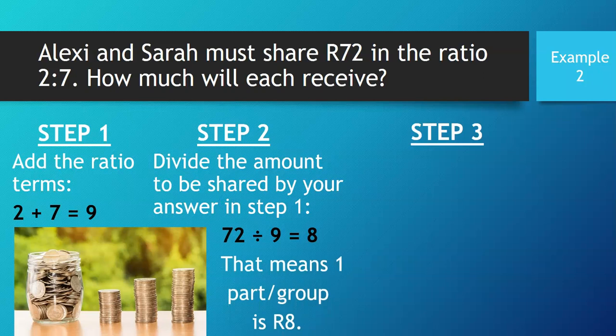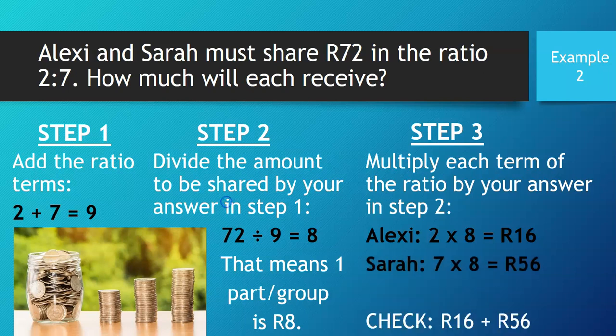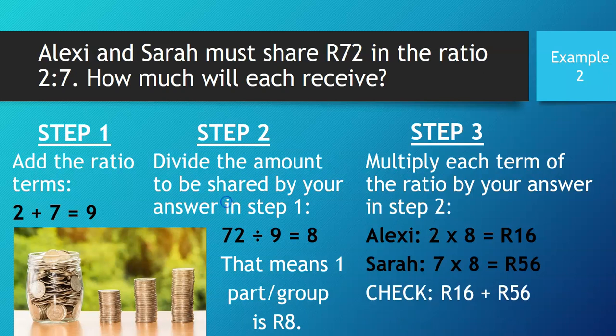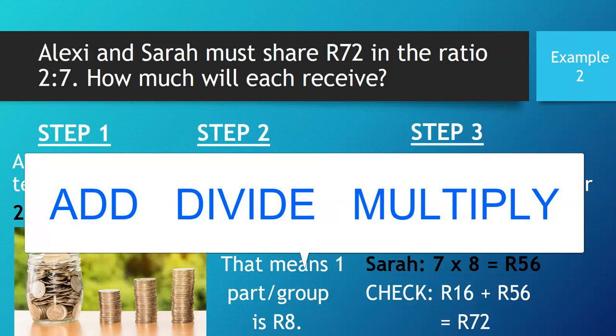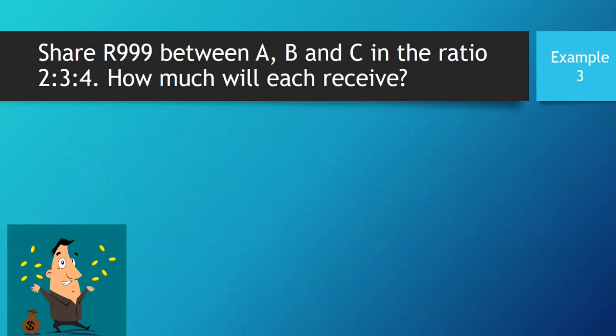And the last step is now to say, okay, Alexi is going to get 2 parts, 2 times 8, which is 16 Rand. And Sarah, she's getting 7 parts. So 7 times 8 is 56 Rand. And if we add up those 2 final amounts, you will see that you do get your 72 Rand. So remember, add, divide, times. Those are the 3 steps. Let's do another example. Example number 3.